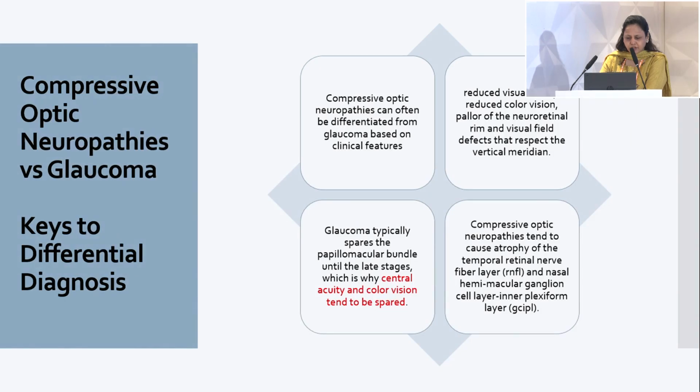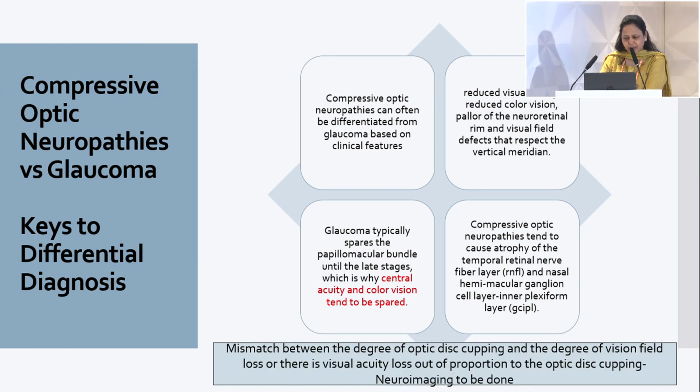Then the differentiating point would be that in these cases, the central vision and the color vision are definitely going to be affected in the very beginning, instead of glaucomatous cupping, where the central vision is retained till last. Now, any mismatch between the two things will definitely warrant an MRI or neuroimaging to be done.